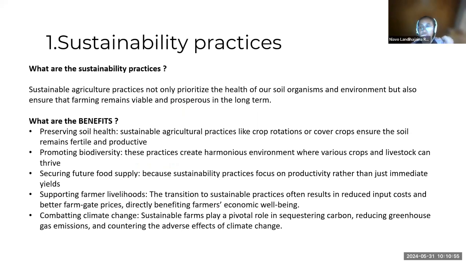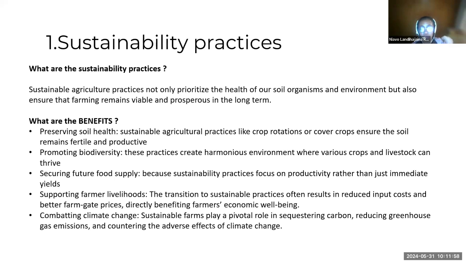Let's see what the main benefits are of maintaining these sustainability practices, mainly in agriculture. Sustainability practices not only prioritize the health of the soil and the environment, but also ensure that farming remains viable and prosperous in the long term. The main benefits are preserving soil health, because, for example, we can choose crop rotations and cover crops, and these practices ensure that the soil remains fertile and productive. Then it promotes biodiversity, by creating a harmonious environment where the crops and the livestock can thrive. The next is securing the future food supply.